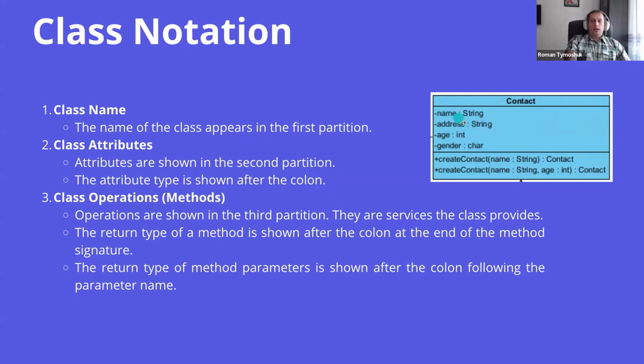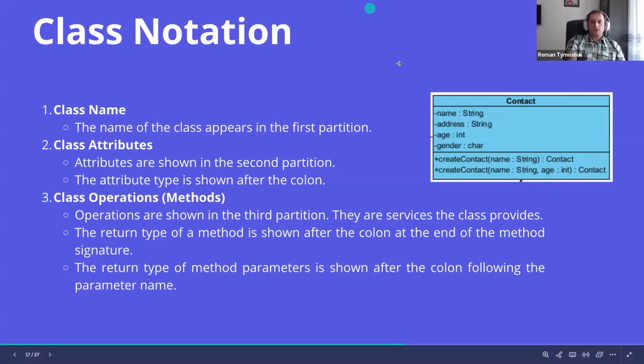Yeah, here we have the name also, and we have a type. It could be string, int, char, or other objects, or other classes, or primitive types. And we have class operations, methods. In this example, we can create contact like a constructor. We can create contact as a constructor by providing name and age as well.